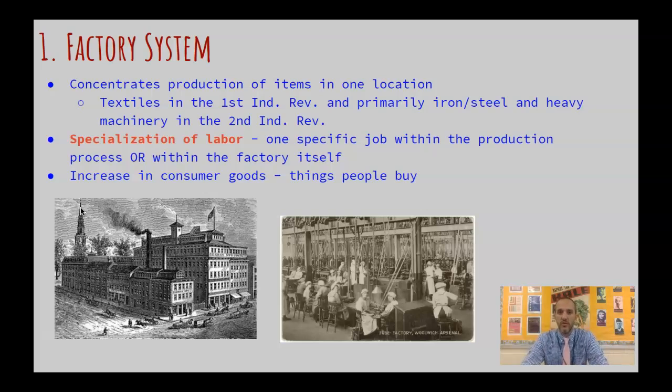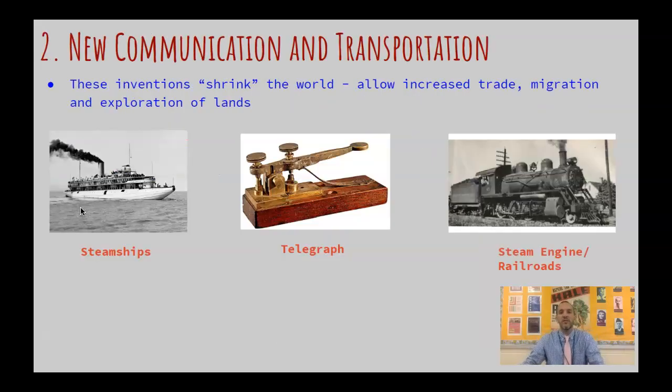So we're going to see the increase in consumer goods, not just shirts, but other things that people can buy. Second thing, we are going to see the invention of new communication and transportation. This is really going to shrink the world. And by shrink the world, I mean we're going to be able to interact a lot faster with people than we had in the previous time period.